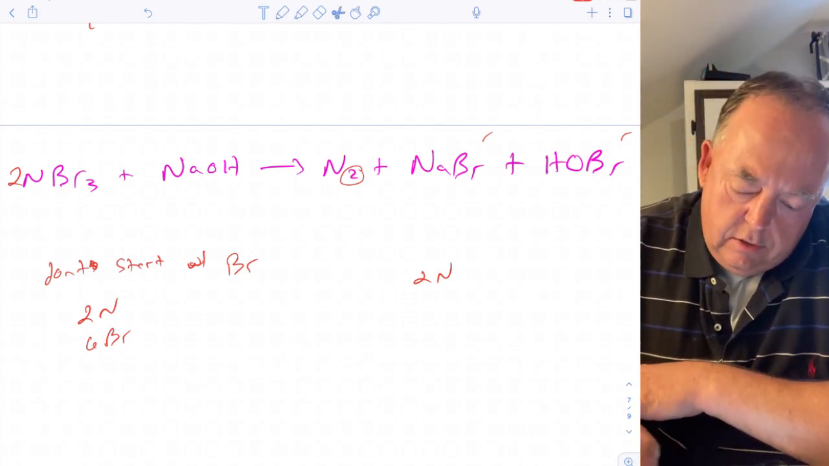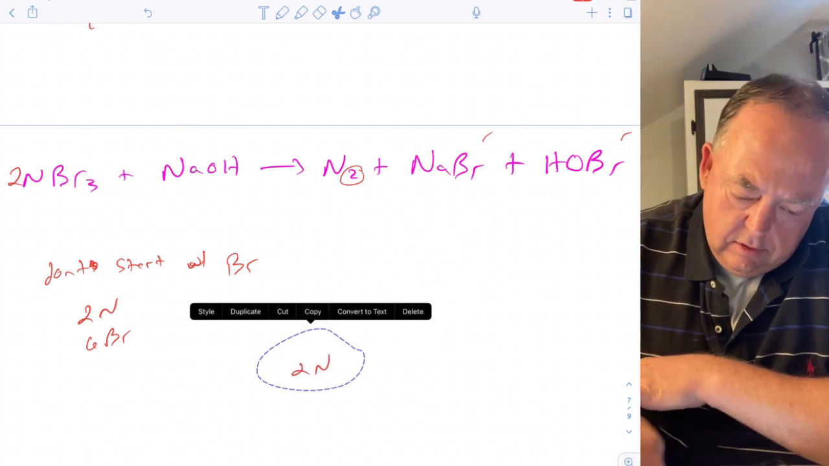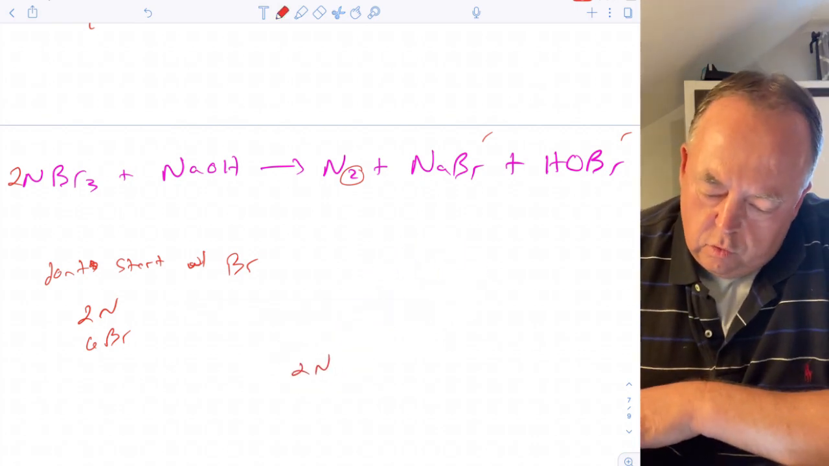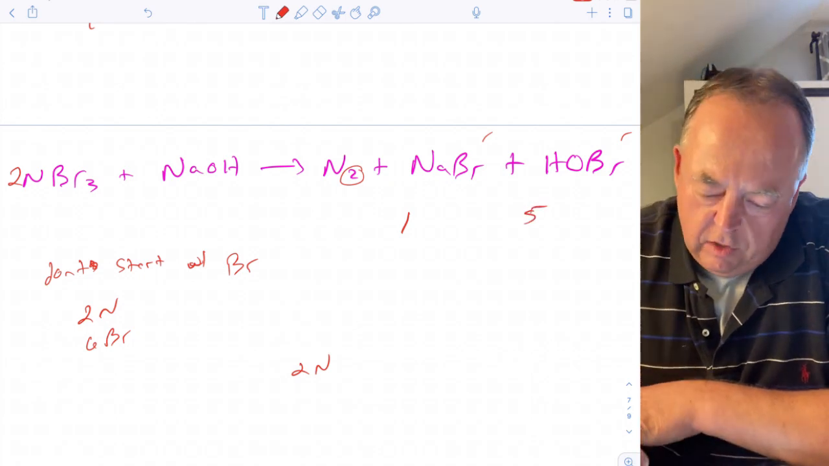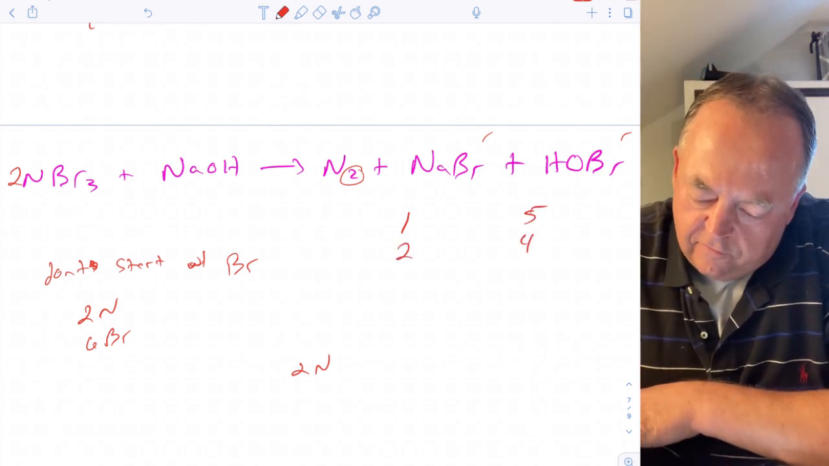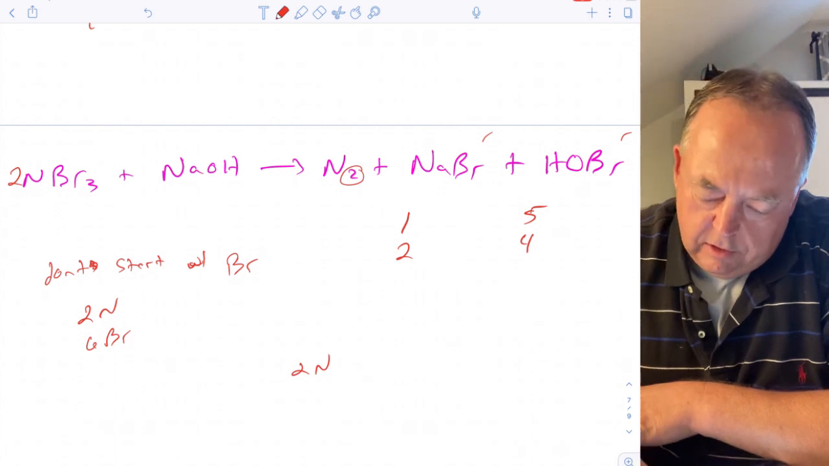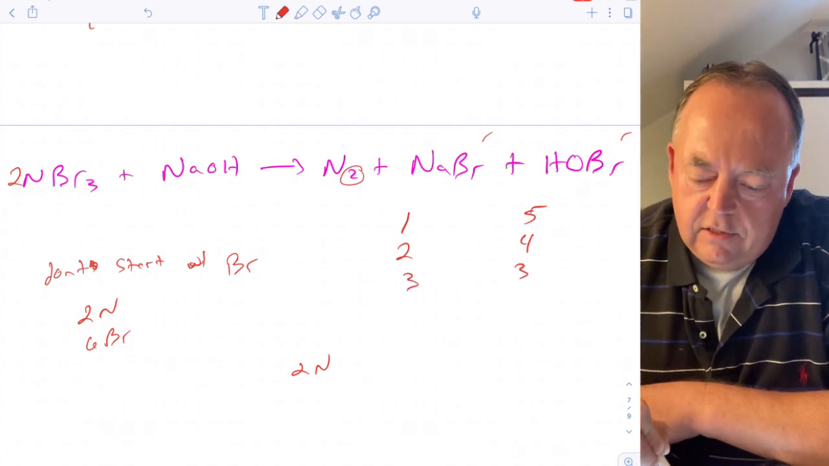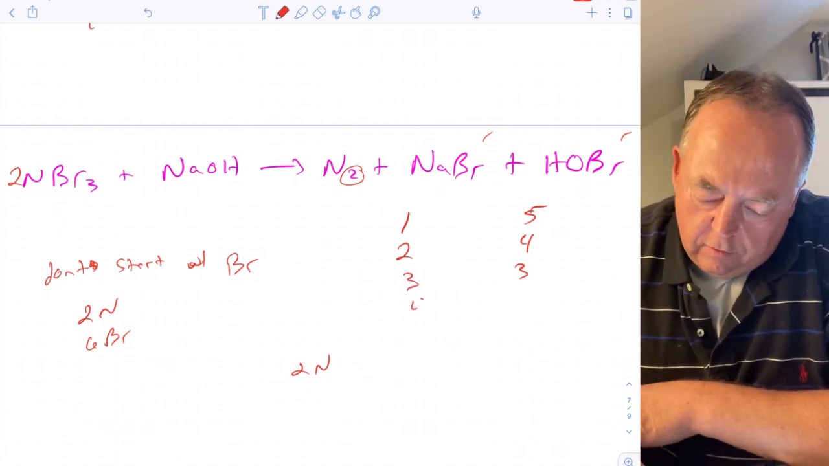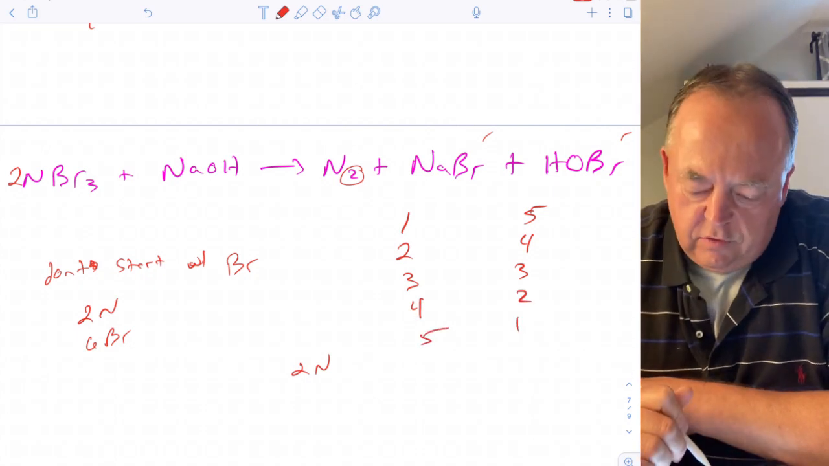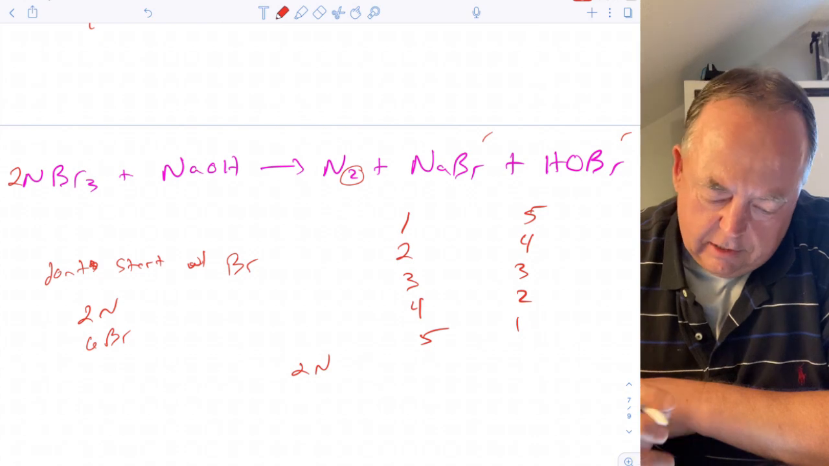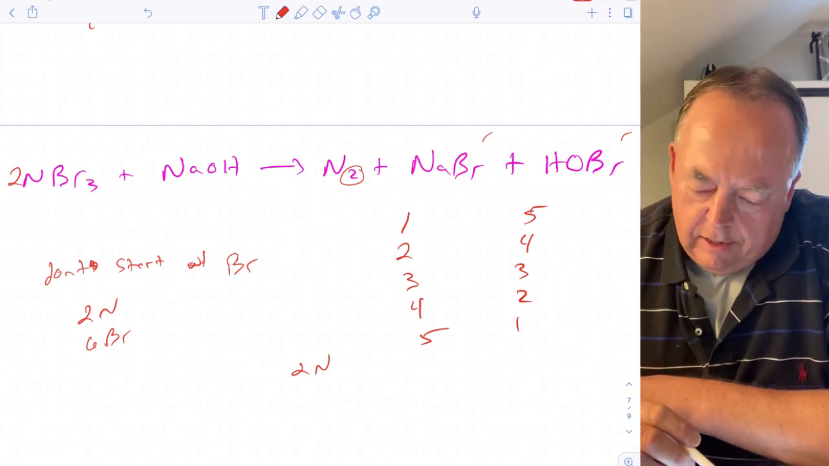Well, we could do 1 of these and 5 of these, right? That would be 6 bromines. Or we could do 2 of these and 4 of these. That would be 6 bromines. Or 3 of these and 3 of these. That would be 6 bromines. Or 4 of these and 2 of these. Or 5 of these and 1 of these, right? So there's 5 choices. So this makes it a little bit more difficult.